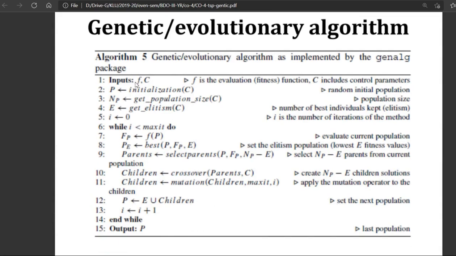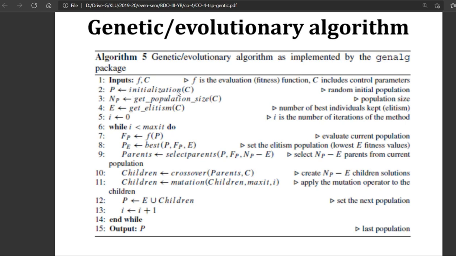The inputs to this algorithm are the fitness function, F, and the control list C, which contains the control list parameters like the maximum number of iterations, the population size and the number of elite members. So these are the general control list parameters, and you can also specify the maximum number of iterations.